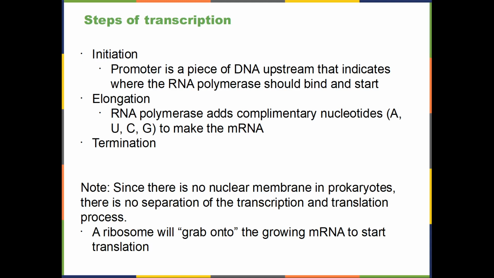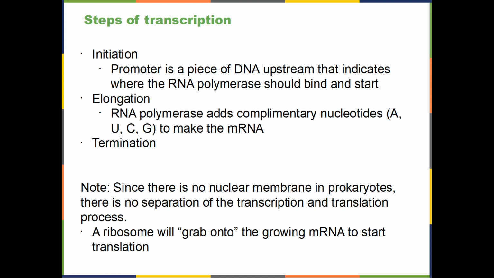Elongation. RNA polymerase adds complementary nucleotides A, U, C, G to make the mRNA. So what's going on is it's looking at the DNA and it is bringing the complementary nucleotides to make the complementary RNA strand that matches the DNA template. Again, notice that we don't have a T. We don't have thymine. Thymine in RNA is replaced with uracil. And termination, that is the completion of the synthesis or the transcription of mRNA.